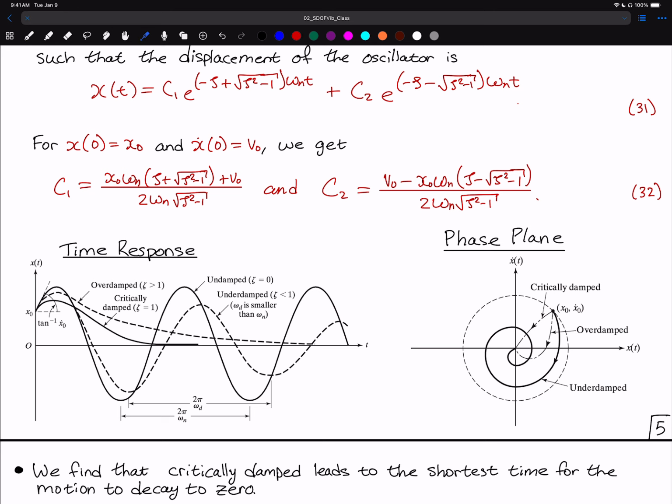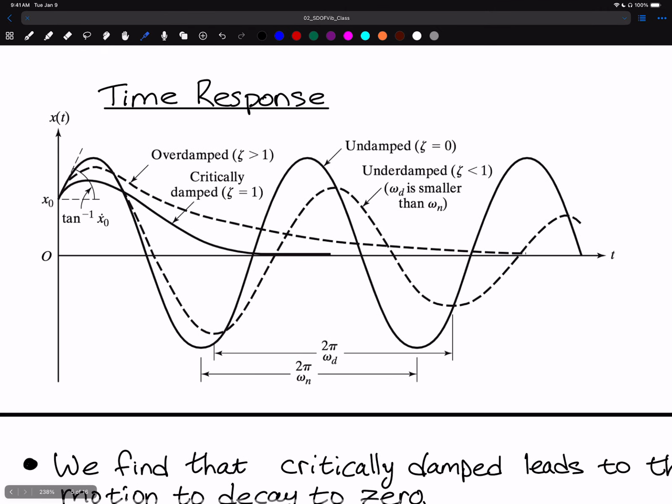So just looking first at this time response shown here, we've listed first the undamped case right here. That's where there is no damping and the amplitude never decreases in time. Beneath that, we're showing here the underdamped case. This is in this dashed black line. That's for zeta less than 1 but greater than 0.